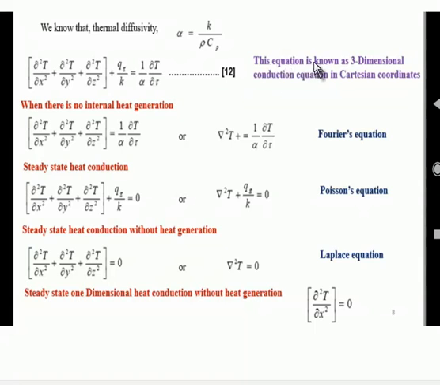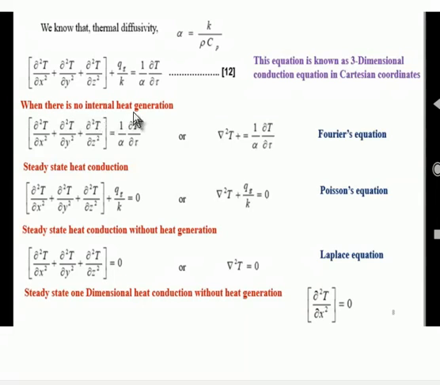So this equation is known as the three-dimensional conduction equation in Cartesian coordinates. Whatever equation number 12 is there, that is our required equation for heat conduction in Cartesian coordinates. Okay, this is our final equation. Next we have to see the other forms of this equation by making some assumptions.